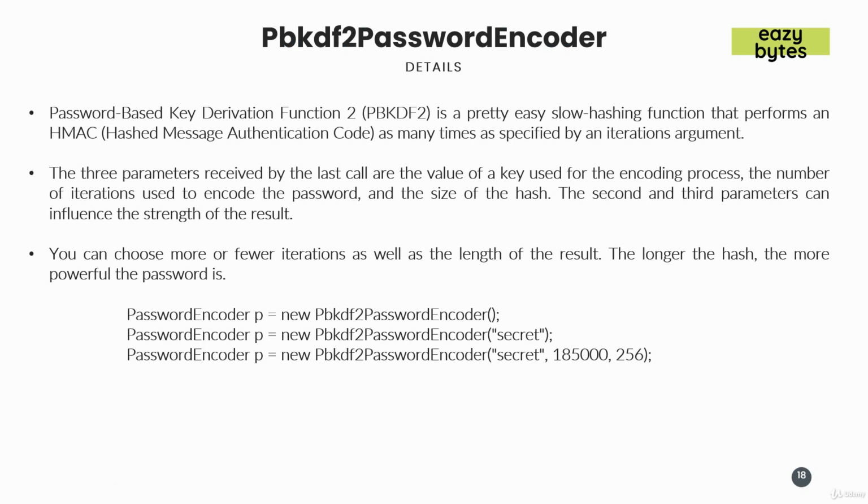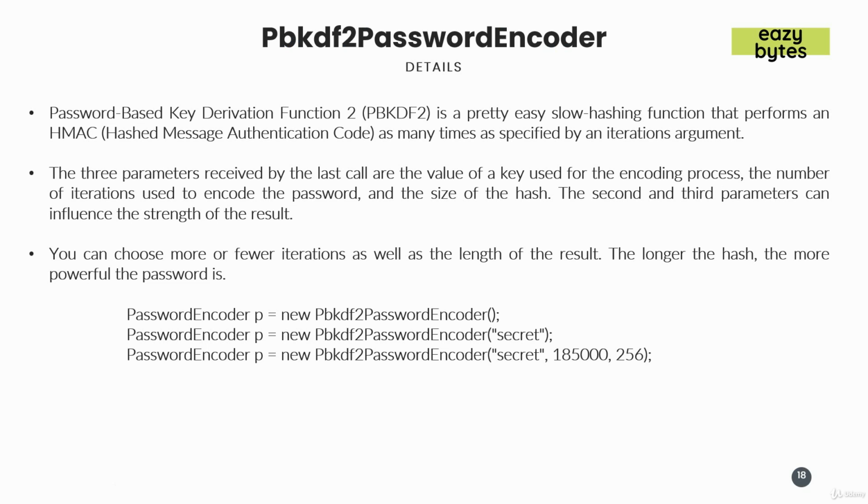But it comes with its own drawbacks. It's a slow hashing mechanism, since it performs so many iterations and takes enough measures to maintain the length of the hash. Due to that, this password encoder is slow compared to other encoders available in Spring Security. And to use it, we have three options.